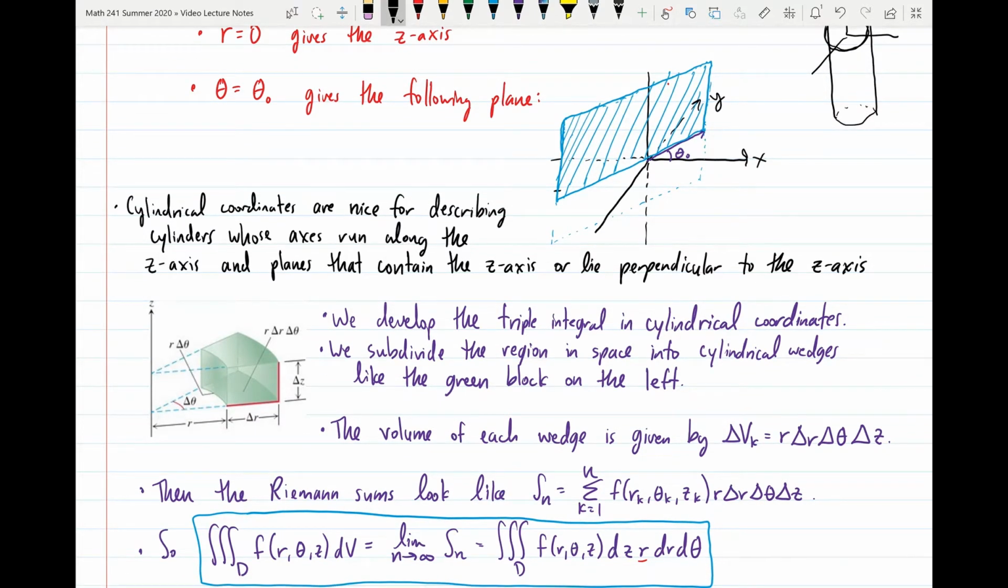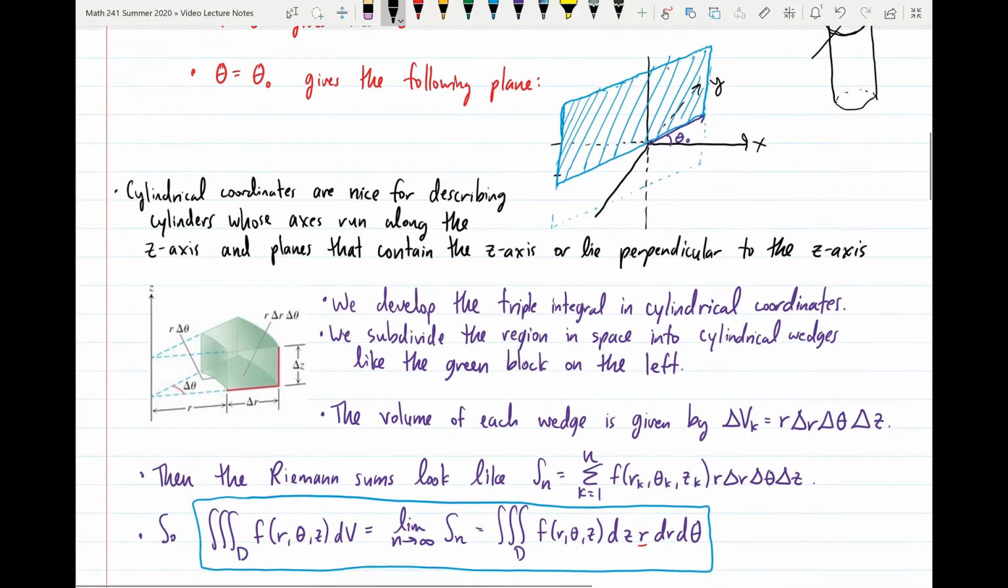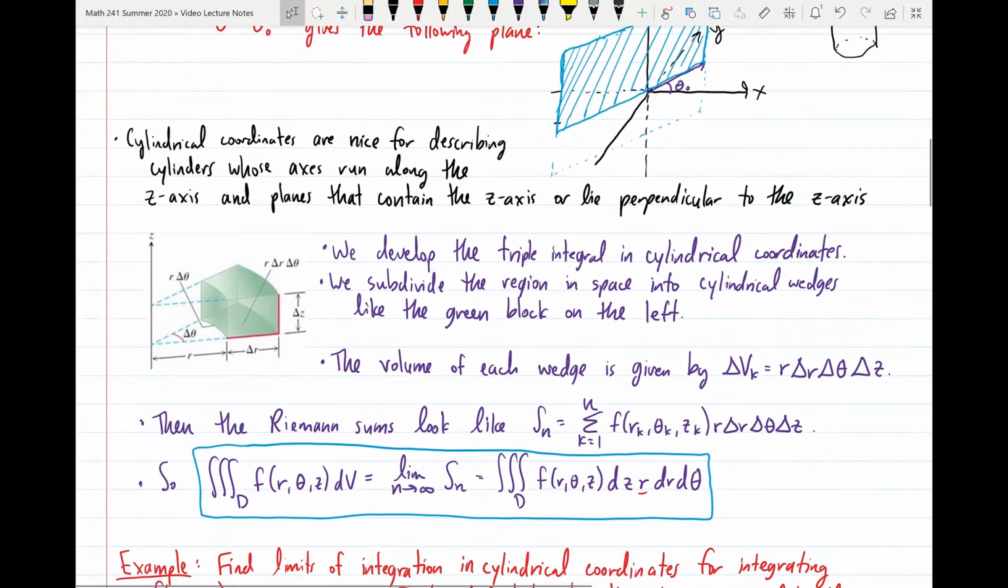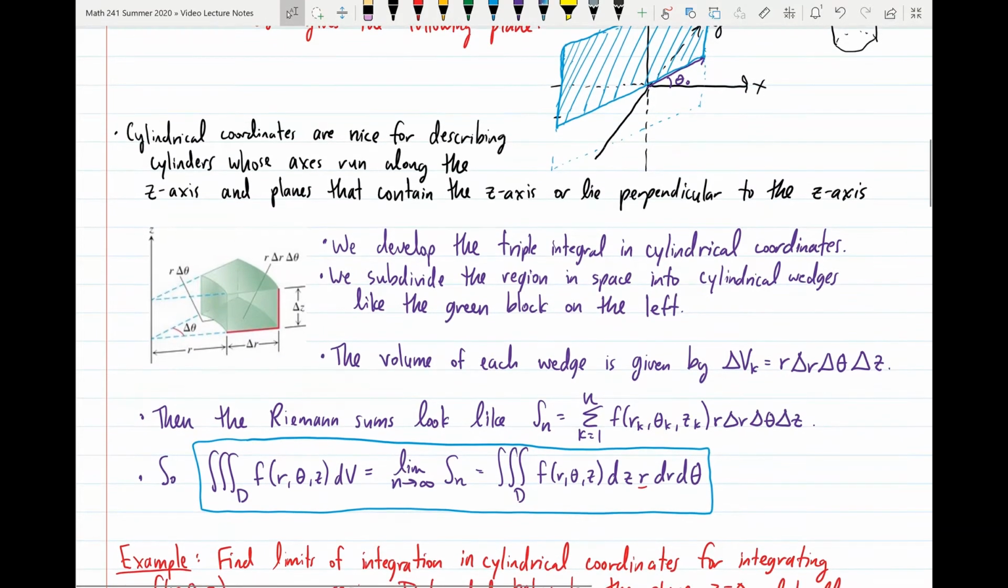So that would be when you just have some constant z, like z is equal to 2, then that'll give you the plane that's perpendicular to the z-axis and intersects the point 0, 0, 2. So those are just a couple different examples of regions inside of space that are nice to describe using cylindrical coordinates.